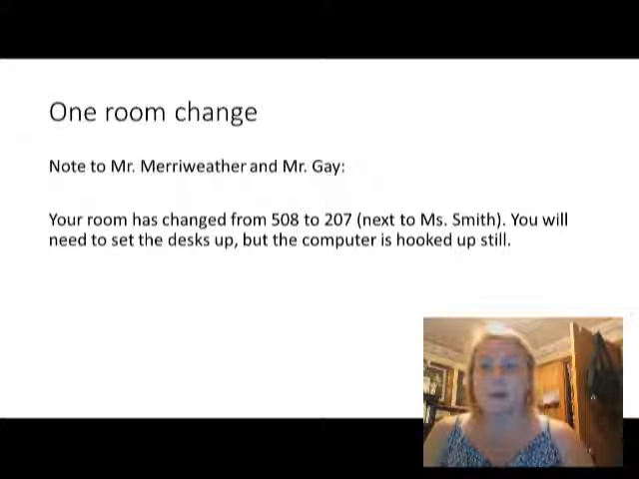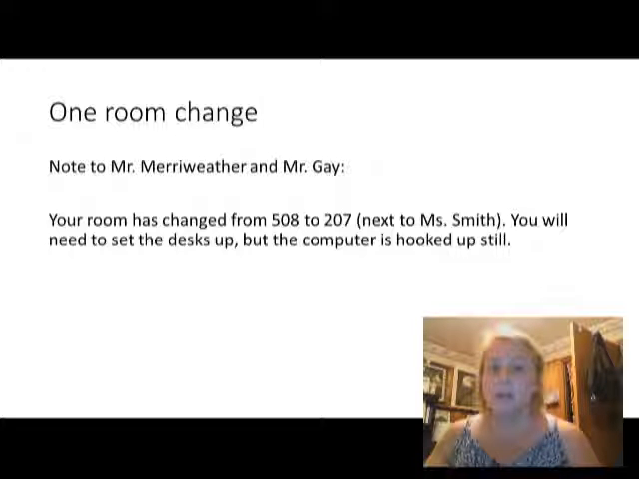We do have one room change. Mr. Merriweather and Mr. Gay, your room was going to be 508. It's now 207 next to Miss Smith. Everything is set up in there as far as the computer, but the chairs are stacked on top of each other, and so they just need to be set up for the kids. Or you can actually have your first class in there set the desks up for you. It shouldn't take very long, so you can have the kids do it when they get in there.